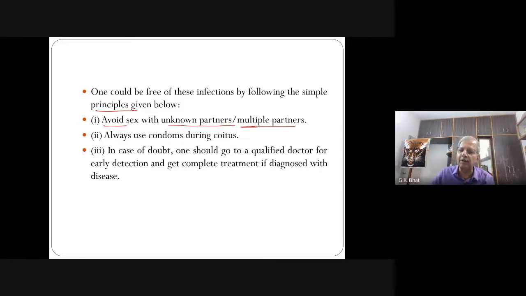What is a multiple partner? A man having sexual contact with a number of women is a multiple partner, or vice versa. And if at all one is going to have sex, they should use condoms during coitus.